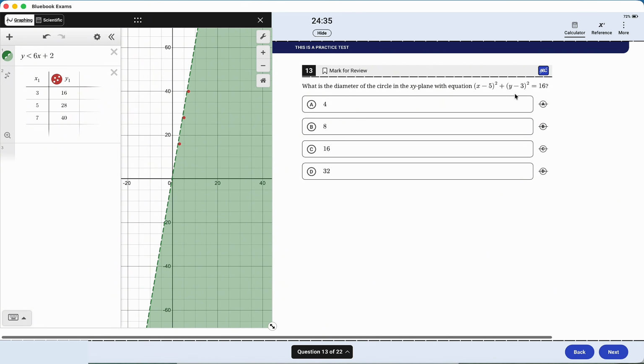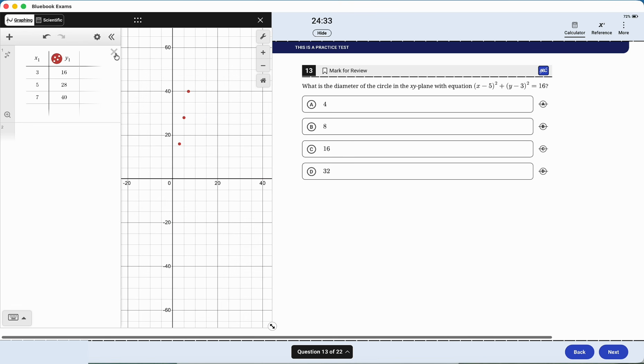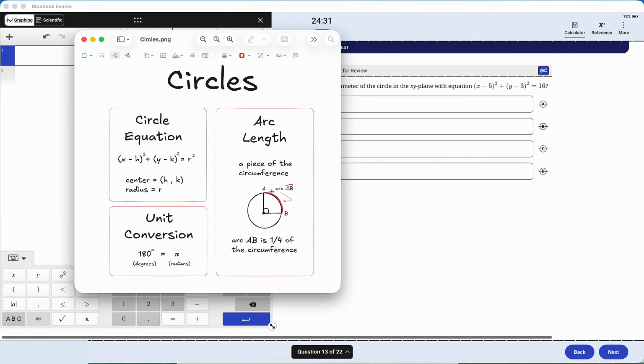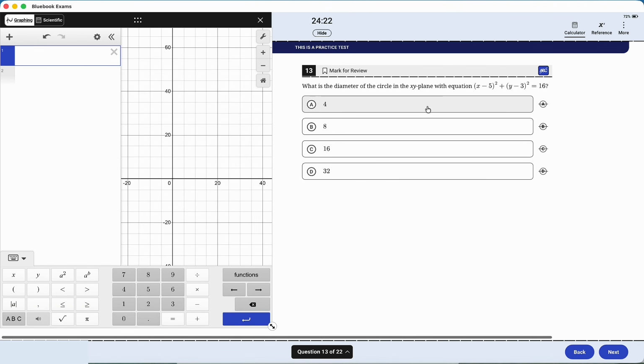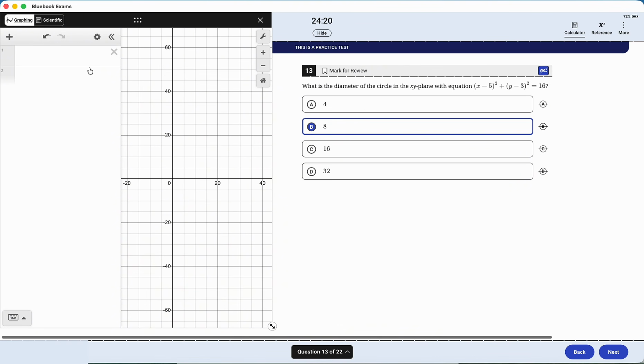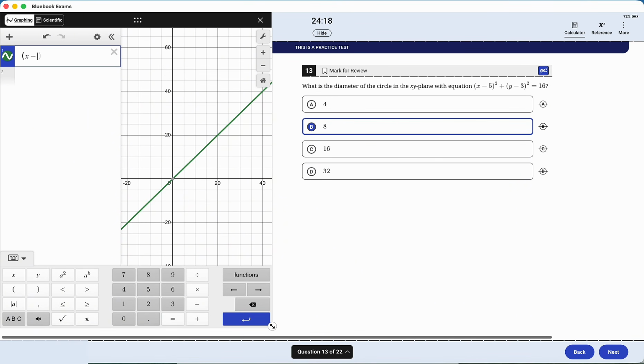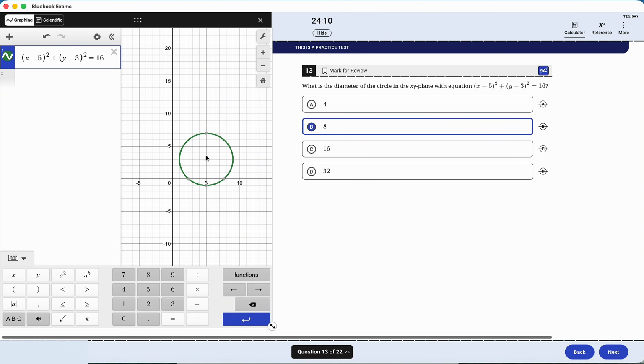Next one, what's the diameter of this circle equation? So we talked about the circle equations as well, right? If you know this, you know that this value, 16 over here, is r squared, right? Therefore, r is just 4. So if you know r is 4, the diameter is 8, right? But here's the great news about these circle equations. Even if you don't know that or forgot it on the test, or just want to make sure, you just type in a circle equation and it'll draw a circle.